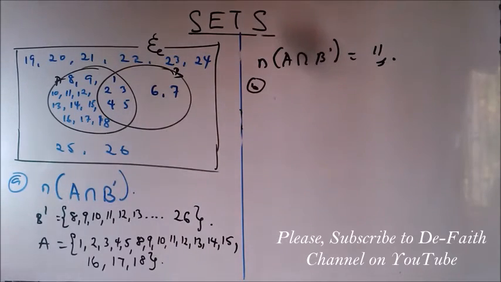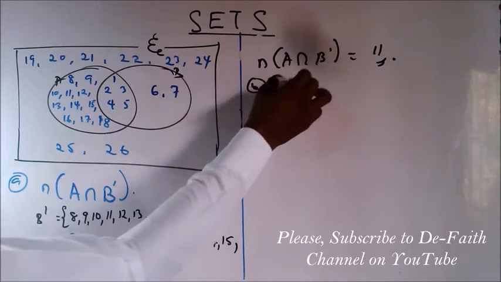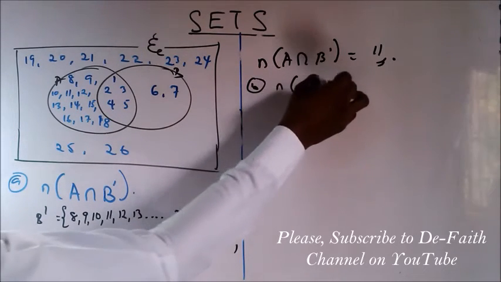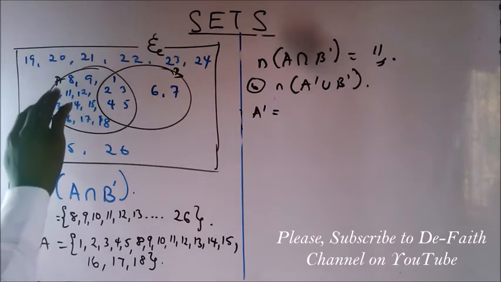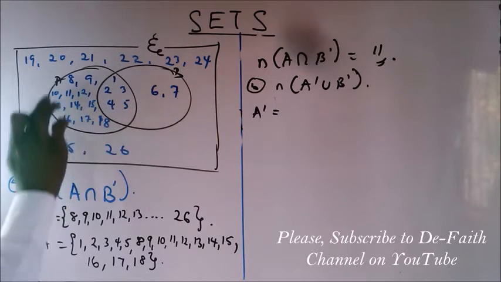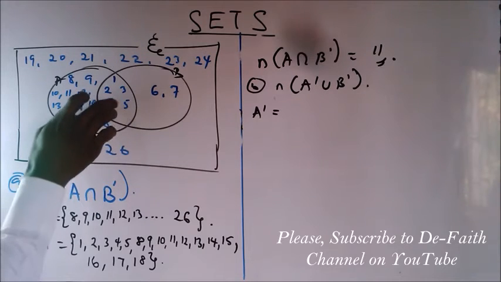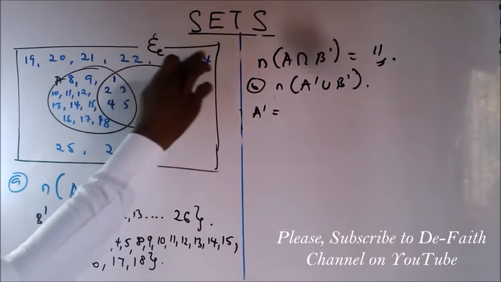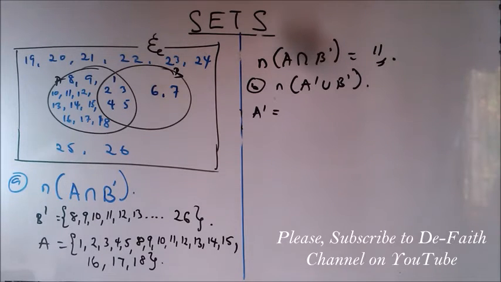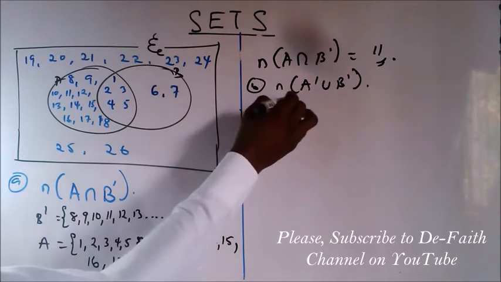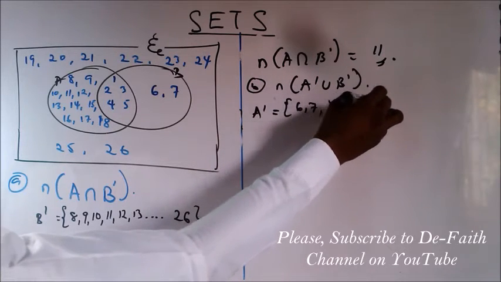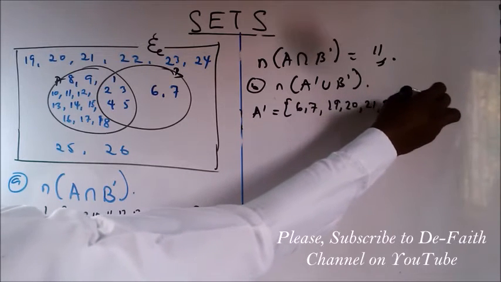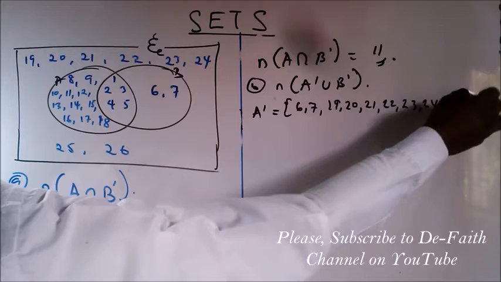The B part says number of elements in A complement union B complement. Now what we need to do is first to find A complement. A complement means, now this is A. Everything in A is here. But A complement are the things that are not inside A. That is what we have outside here, 6, 7, and 25. So we'll list the A complements. The A complements are 6, 7, 19, 20, 21, 22, 23, 24, 25, and 26.